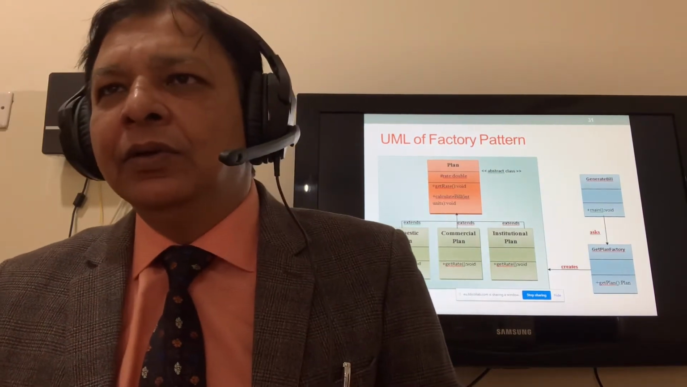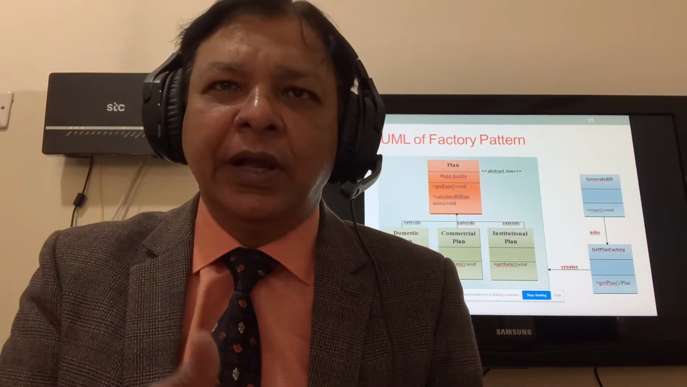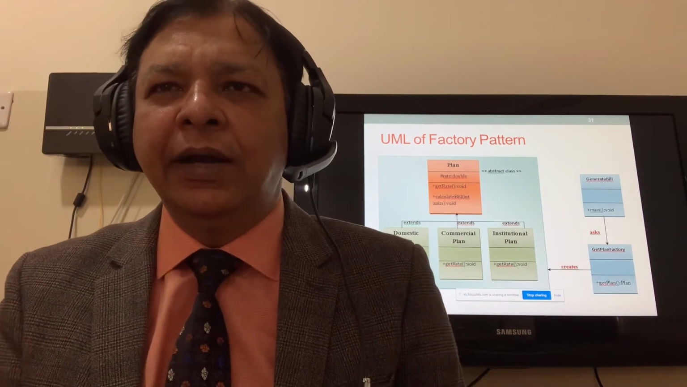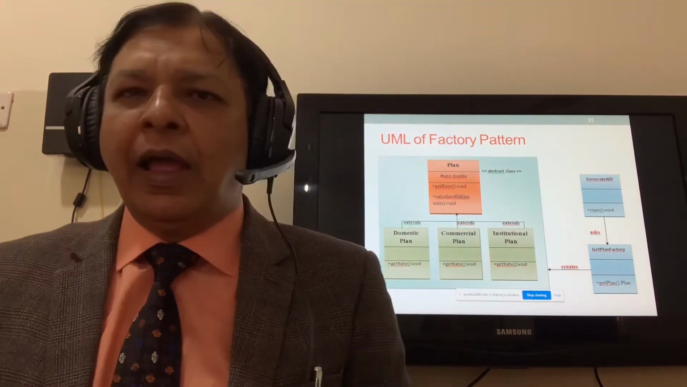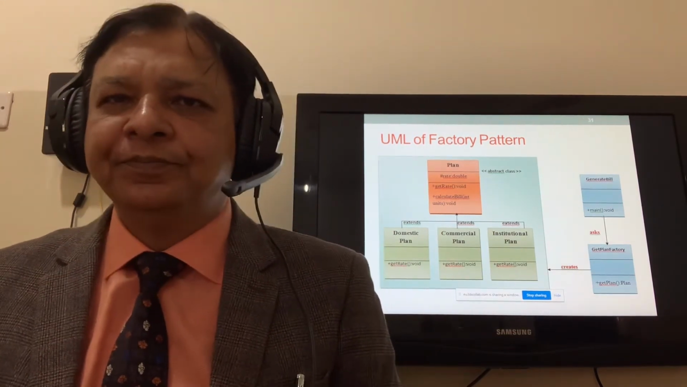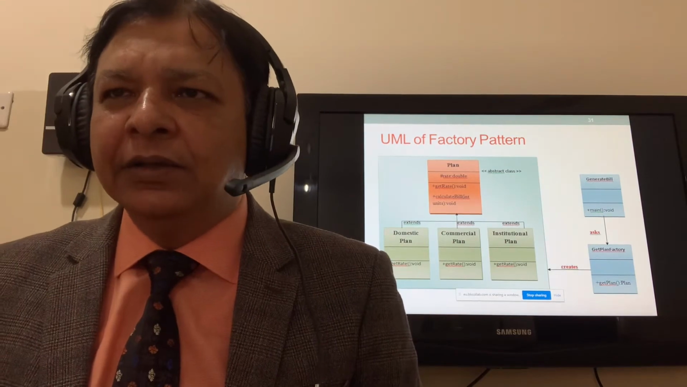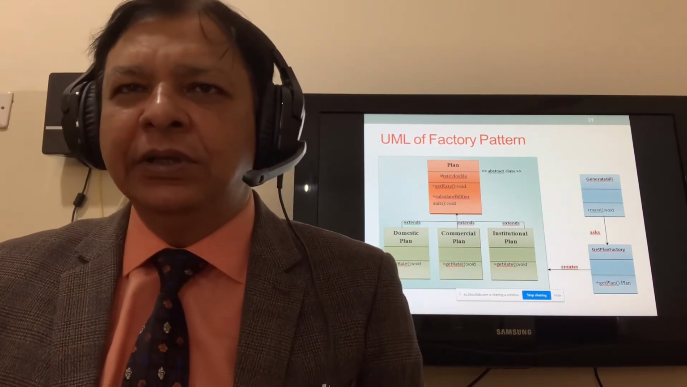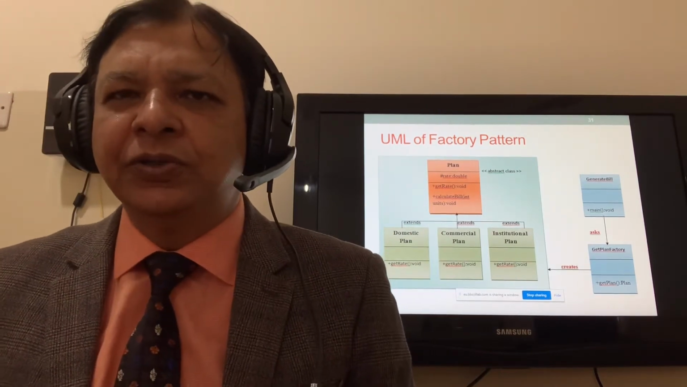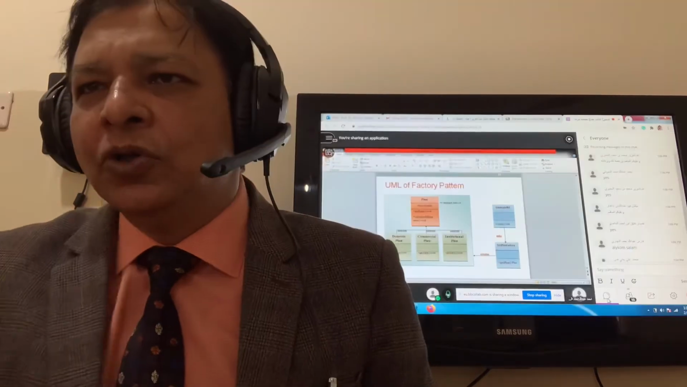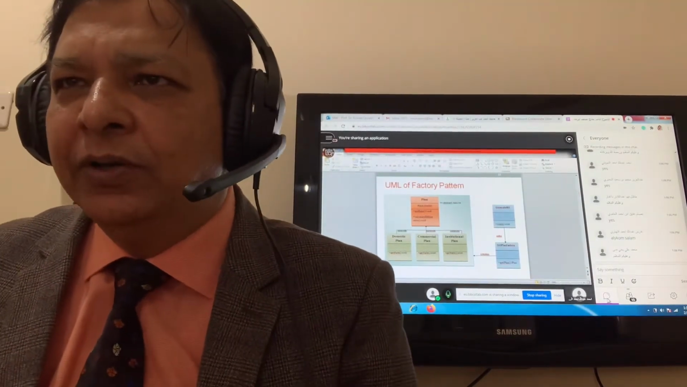And then we have get rate in the domestic plan, get rate in the commercial plan, get rate in the institutional plan. And then we have a factory, GetPlanFactory. So GetPlan is there to create the object of the domestic or the commercial or the institutional. And then we have the main class, which is GenerateBill. So open your NetBeans. We are going to implement.